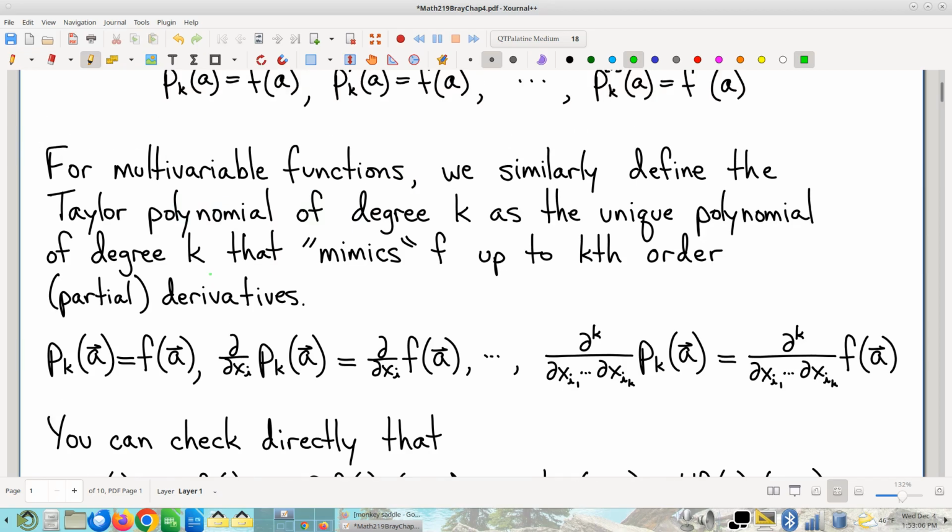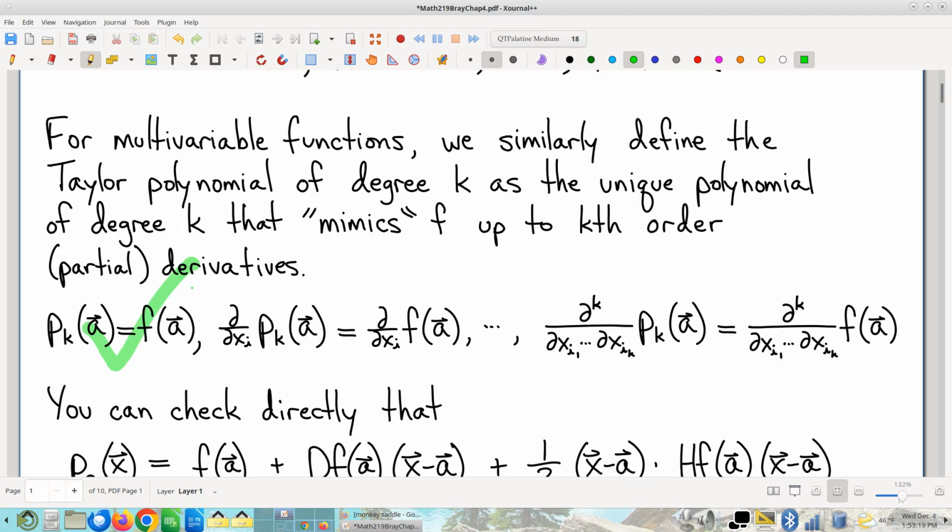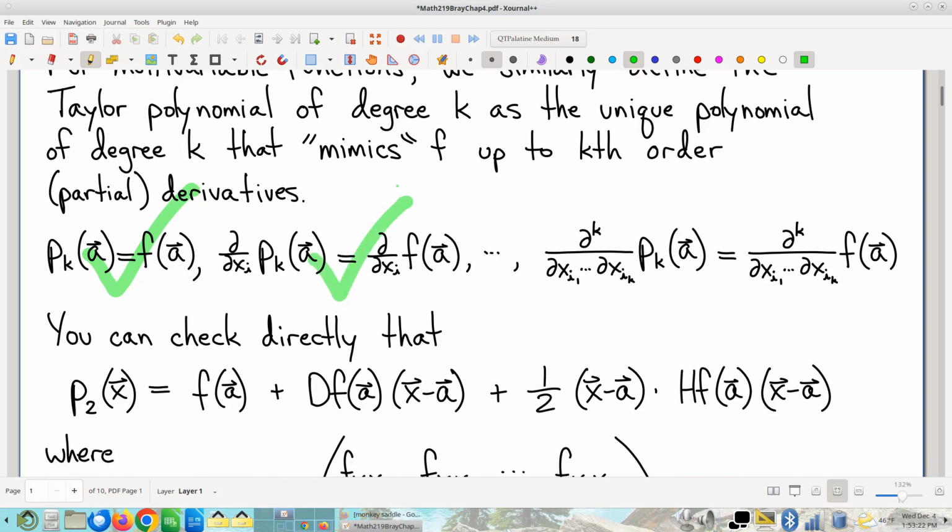We're looking to find a polynomial of the appropriate degree that mimics whatever multivariable function we're interested in. And again, we mean the same thing by that. We want it to have the same value as the function we're interested in. The same, how to say this? First derivatives, plural. Keep in mind, if you're doing single variable, there is only one derivative. But if you're doing multivariable, there's several different partial derivatives. If P is going to mimic F, it had better have all of the same partial derivatives as F. And then likewise, second, third, and fourth, and higher partials, all the way up to and including the kth order.